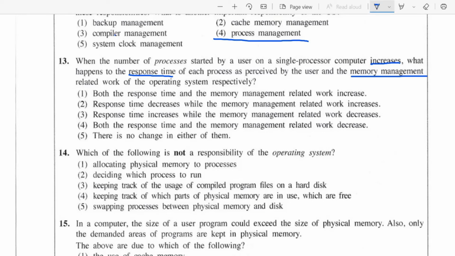Yes, that is correct. Both response time and the memory management related work increase. Yes, memory management related work will be increased when you execute a number of processes. When you run more and more applications in a computer, the memory management related work will be increased for the operating system. So A is correct. Response time decreases. No. Response time increases. Yes. While memory management decreases. No. Both response time and memory management decrease. No. No change. No. So number one is the answer for the 13th question.